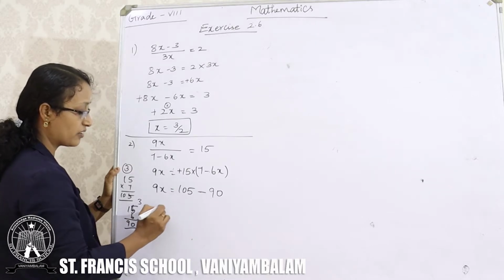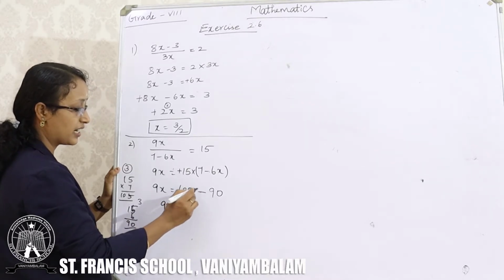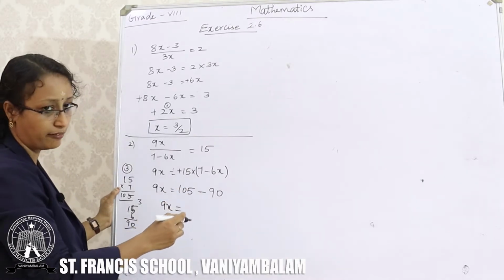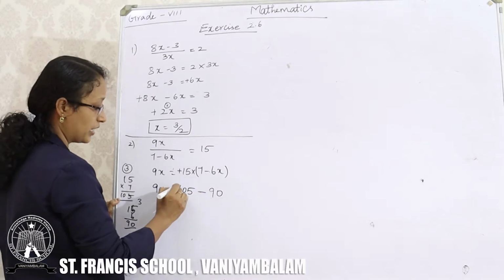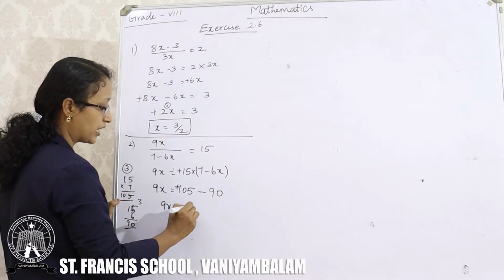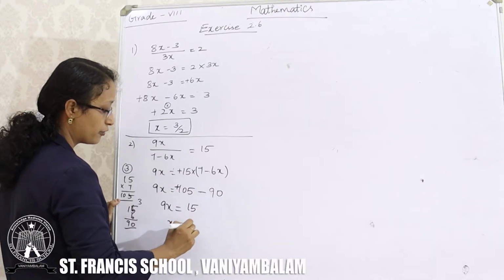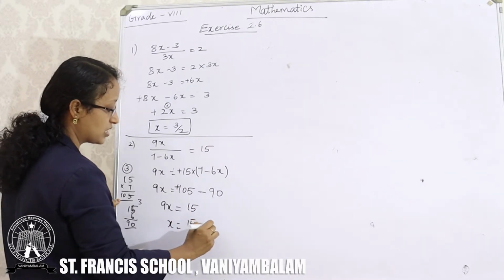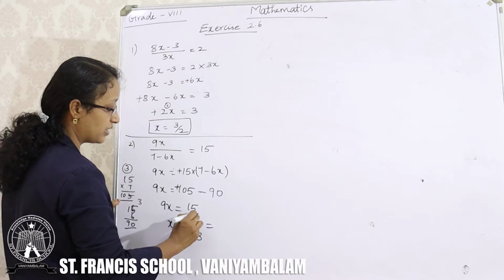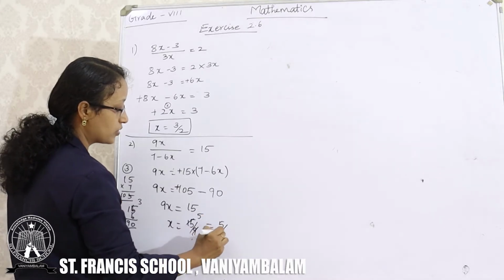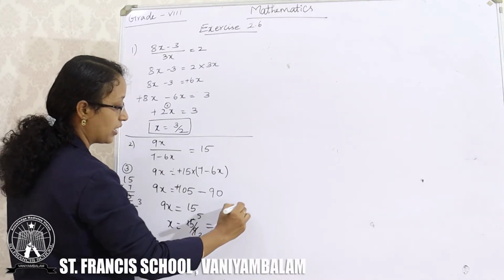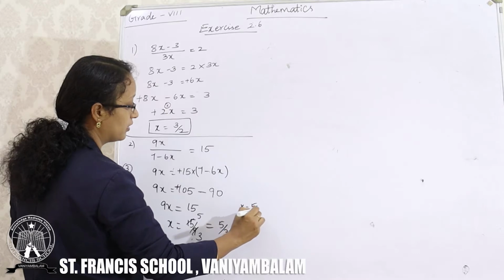So you got the equation now. Solve it. 9x is equal to 105 minus 90. So plus 105 minus 90, you will get 15, right? The greater number's symbol is plus. 15 by 9, which is nothing but you can cancel in the 3 table. So the x value is 5 by 3.